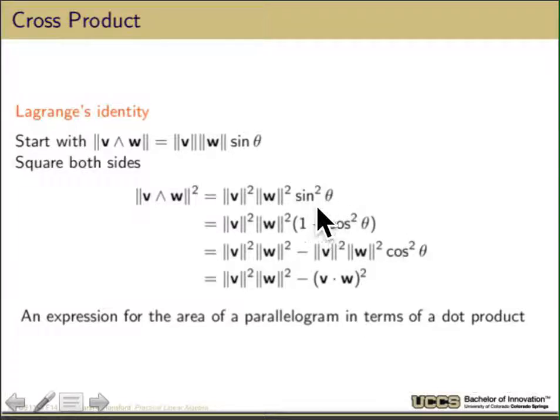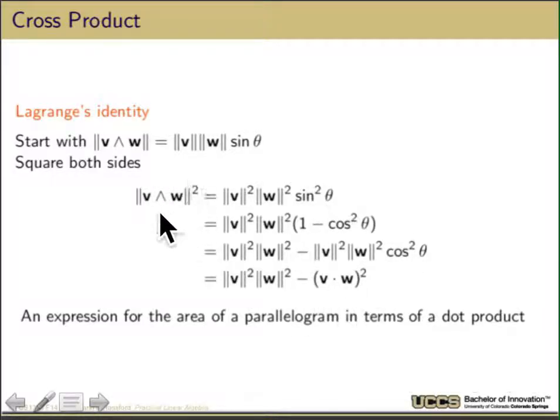Now we're going to use a trig identity that sine squared is equal to 1 minus cosine squared. Now we see that that's a product. We can multiply that out, so we get the 1 and the cosine squared. And now we're going to use the fact that we already know that V dot W is equal to the magnitude of V times the magnitude of W times cosine. And so V dot W squared gives us the second term.